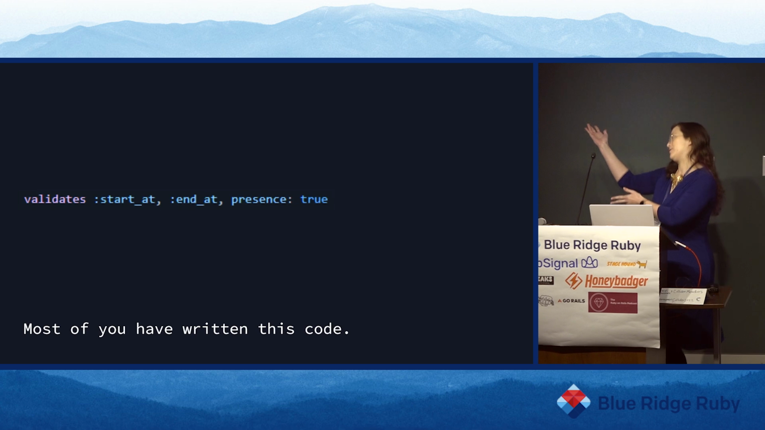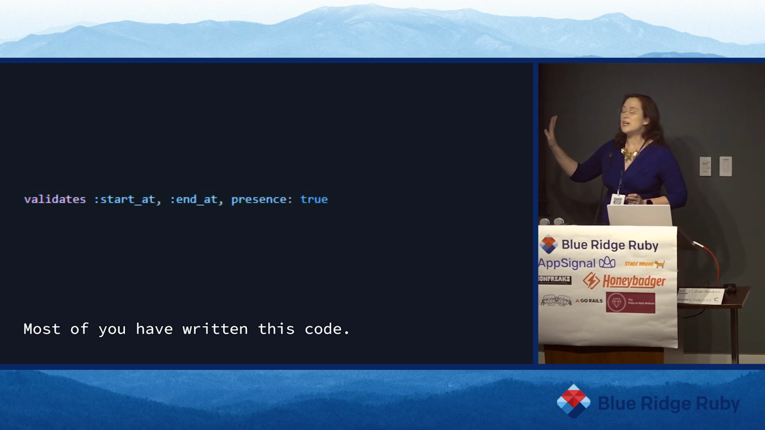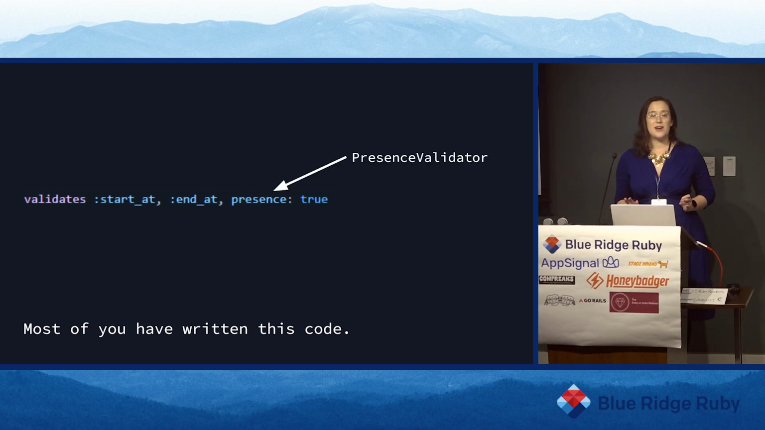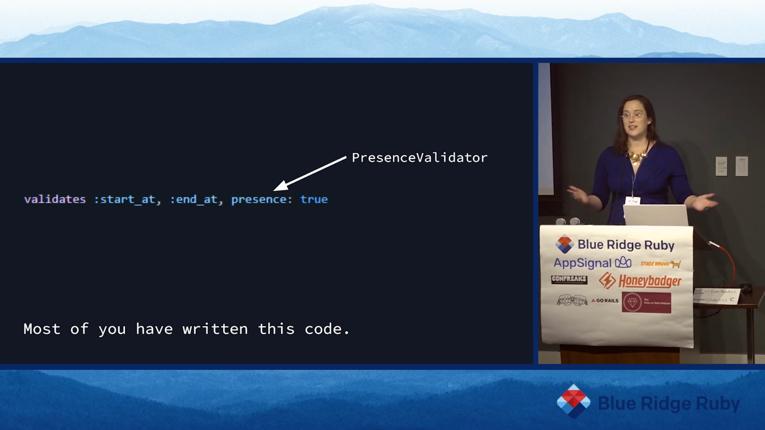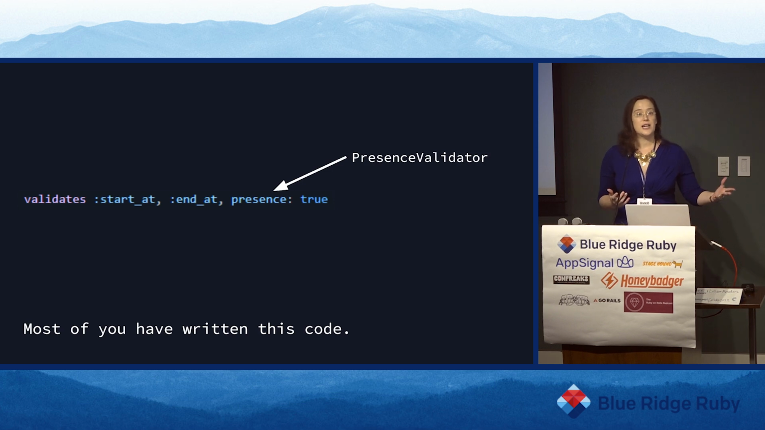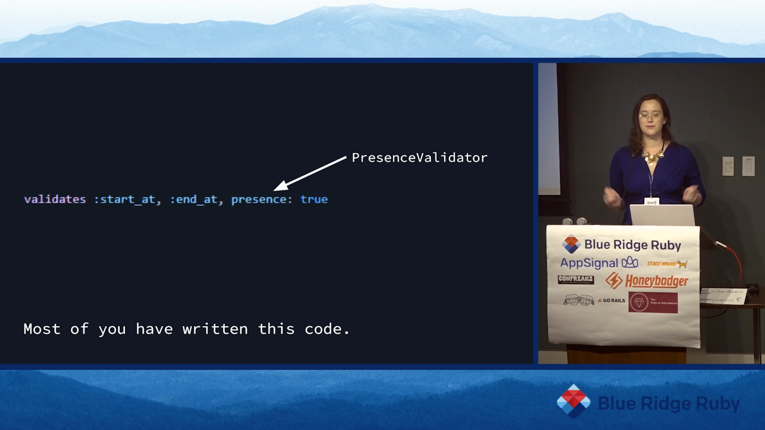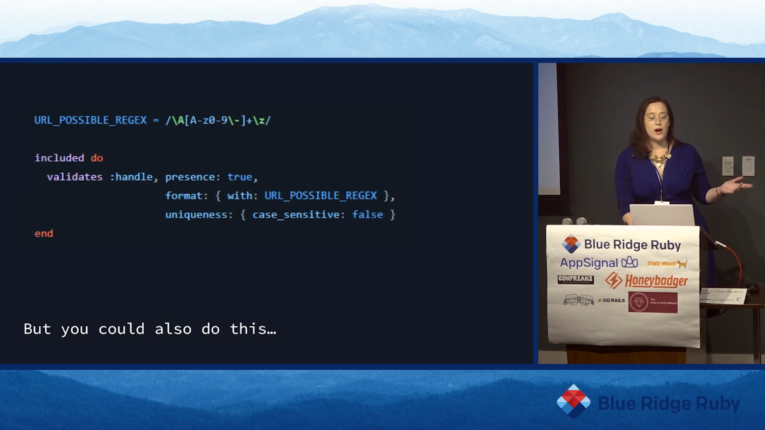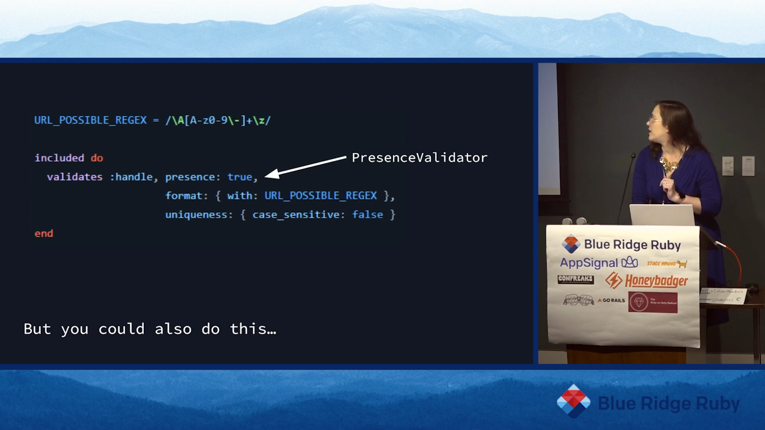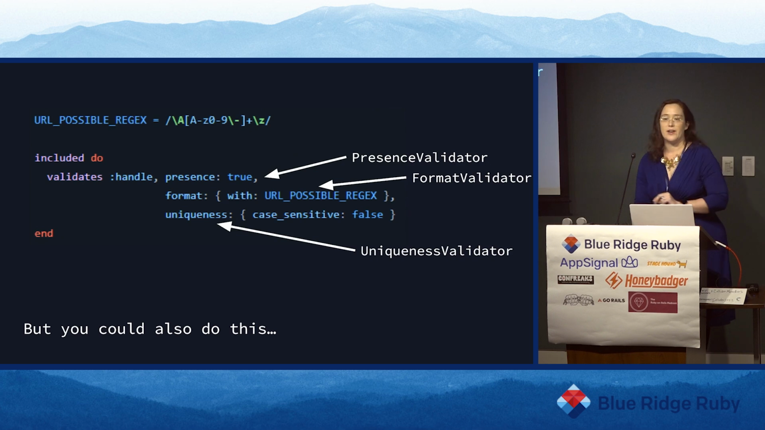written something like this before, where we've got validates, 2 attributes, and then the presence validator is validating that those 2 attributes are present, and that if they're not, it adds an error to the actual object that says start at or end at is blank, right? And I would even bet that some of you have done this before, where we're validating one attribute with multiple validators. So here we have the presence validator, but also the format validator, and it's joined by the uniqueness validator.